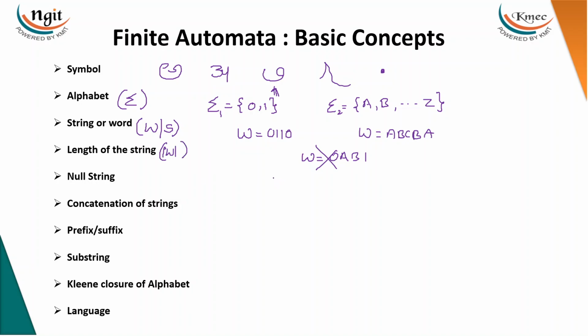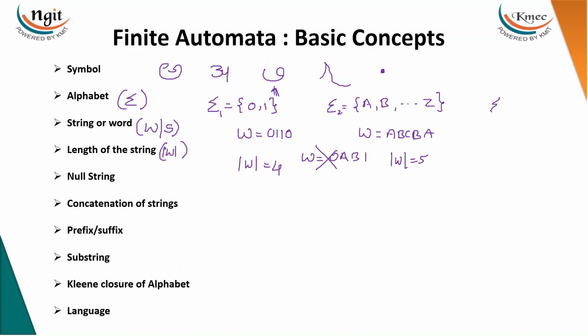The length of the string is denoted with mod W. So just count the number of symbols which are from the alphabet, that is the length of the string. Right here, what is the length of this string? 0 occurred 2 times, 1 occurred 2 times, so it can be treated as 4. And here, A occurred 2 times, B occurred 2 times, C occurred 1 time, D 0 times, like that. Just count the numbers, then the length is 5 here.